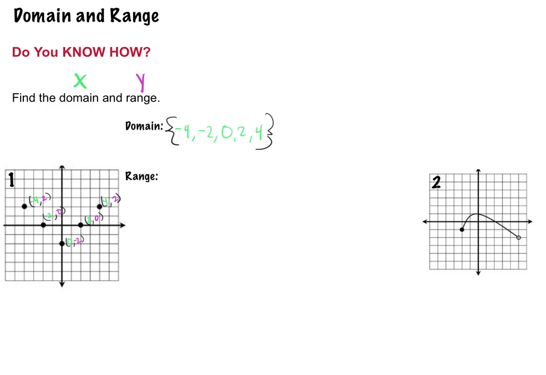To find the range, I am going to find all of the y values, so 2, 0, -2, technically 0 and 2 as well, however, I do not need to repeat the same numbers, again, using curly brackets.